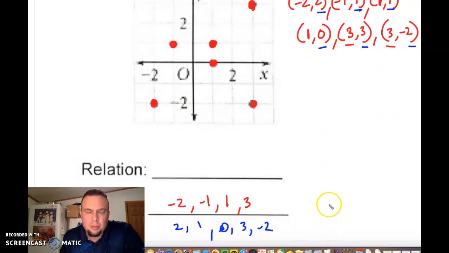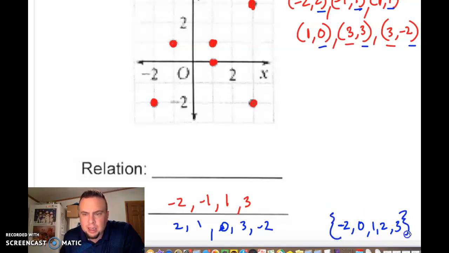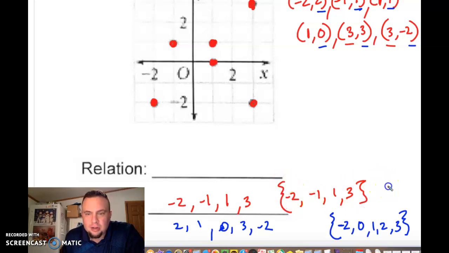Now mathematically we should put them in order. So -2, 0, 1, 2, 3. So with these brackets, that's my range. And then my domain in red, if I put them in order, -2, -1, no, it's already in order. 1 and 3, and then we like to put them in these little brackets. Here's your domain, there's your range.